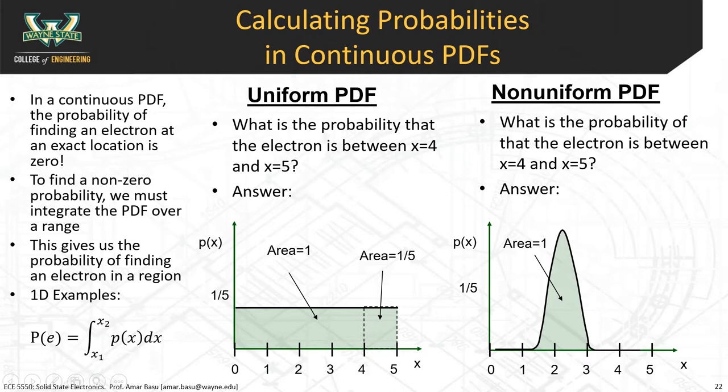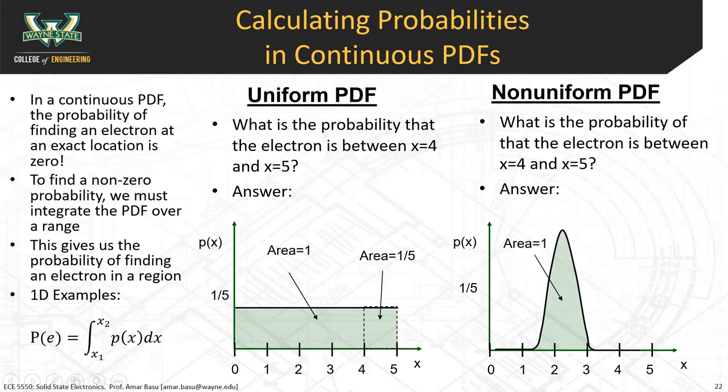All right, and wherever the PDF has a large value, there's a high probability of finding an electron in that region. So in this case, what is the probability that the electron is between x equals 4 and x equals 5? Zero. Right? Because the PDF function is zero here. If you were to integrate the area under the curve between 4 and 5, there's no area, so it's zero. What about the probability that the electron is between x equals 1 and x equals 4? 99%. Yeah, close to 100%.